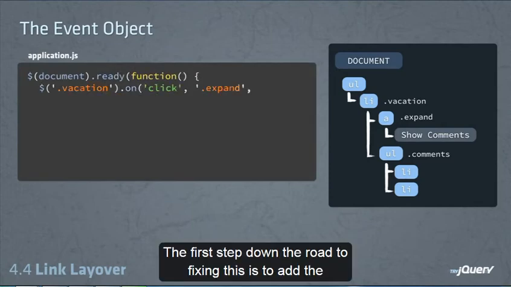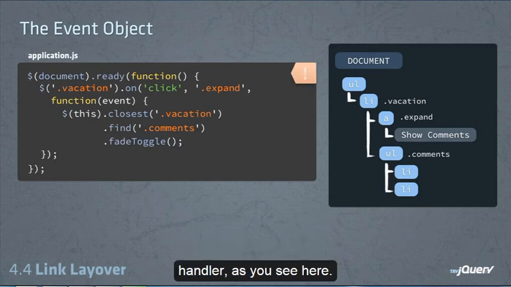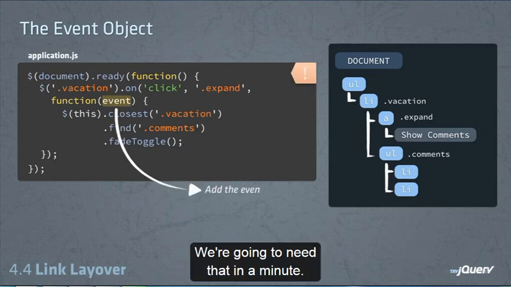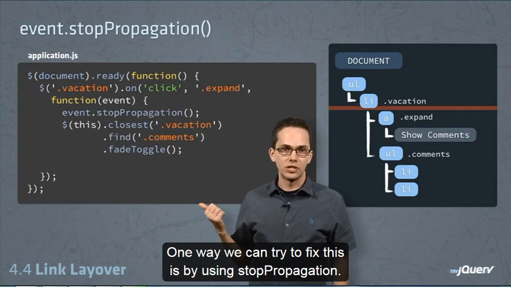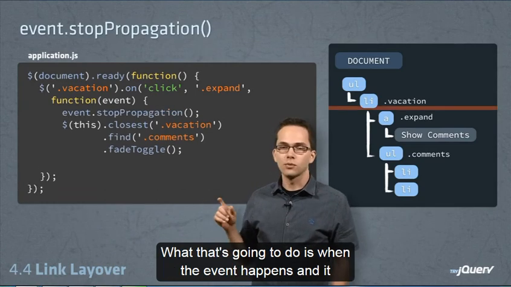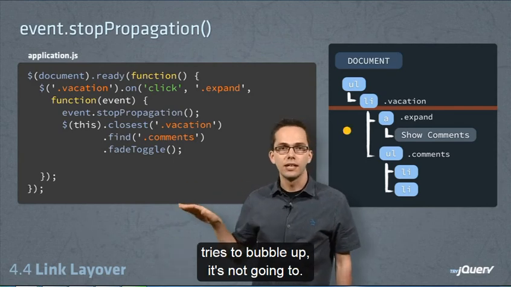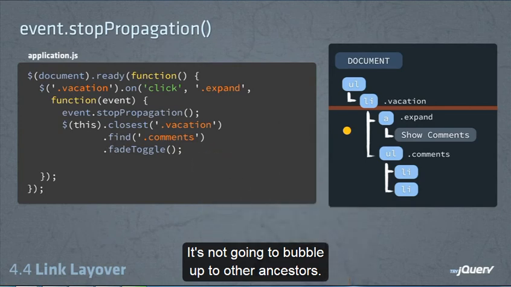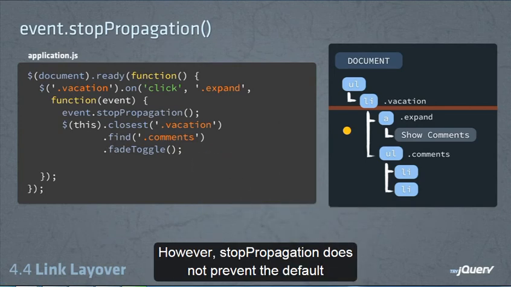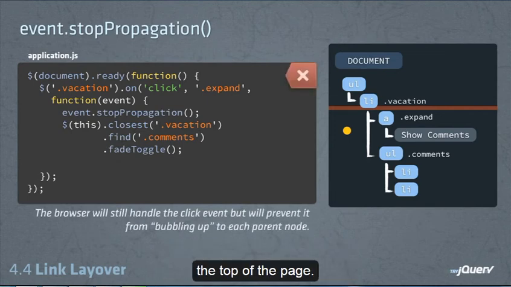So we need to figure out a way of preventing that default browser behavior. The first step down the road to fixing this is to add the event parameter inside of our event handler, as you see here. We're going to need that in a minute. One way we can try to fix this is by using stop propagation. What that's going to do is when the event happens and it tries to bubble up, it's not going to bubble up to other ancestors. However, stop propagation does not prevent the default behavior from the browser, and we're still going to pop up to the top of the page. So this is not our solution.